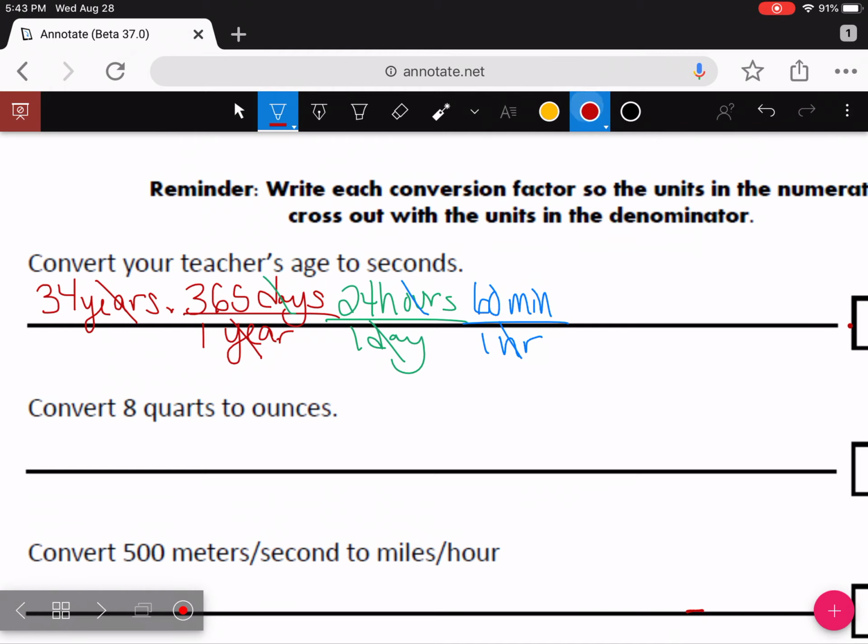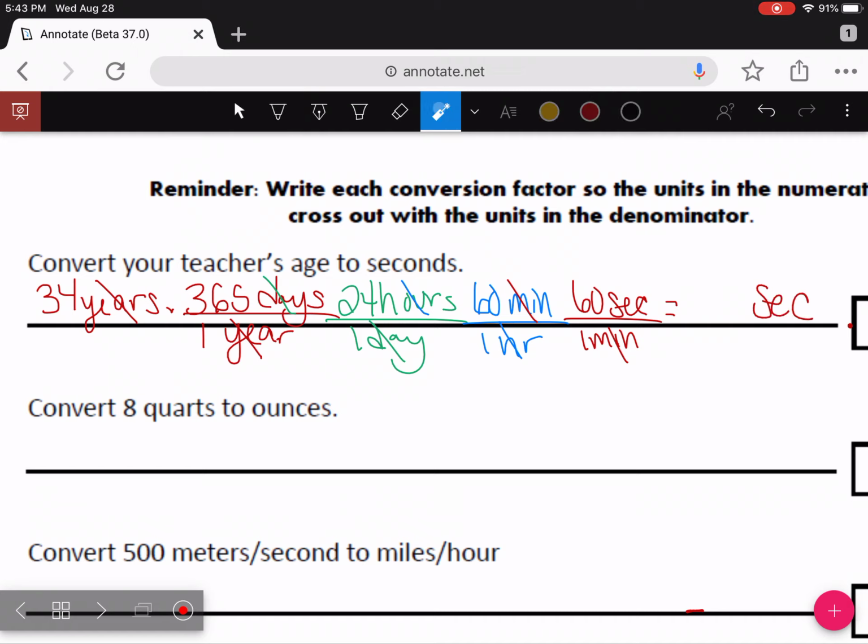Now we finally just need to get down to seconds. There are 60 seconds in 1 minute. So minutes cancel out, and we get all the way down to our seconds. So to do this, we multiply this by this, by this, by this, by this. And we look and see what units we end up with. Well, we had years, but they're canceled out, and we had days, they're canceled out. We had hours, they're canceled out. We had minutes. So the only units that we have not canceled out yet are seconds. So our answer would be in seconds.